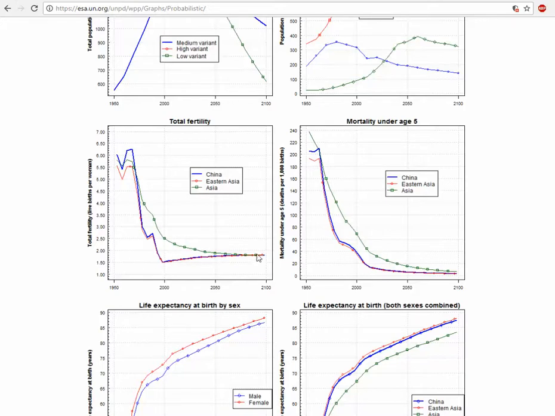You can see that the total fertility predicted for China is definitely below the 2.1, which means that the population is expected here, based upon the medium variant, to be declining.